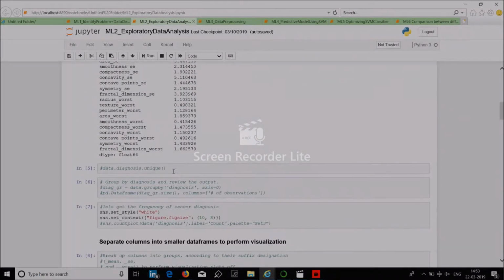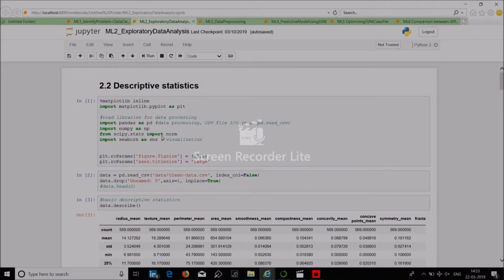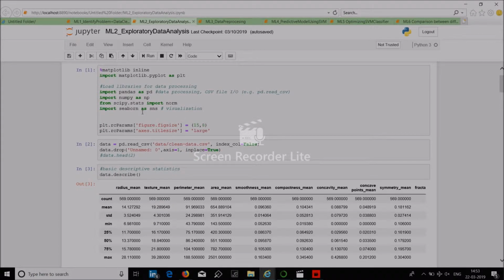So what is exploratory data analysis? Exploratory data analysis is a very important step which takes place after feature engineering and acquiring data. It should be done before any modeling. It's very important for a data scientist to be able to understand the nature of the data without making assumptions. So we did an exploratory data analysis.